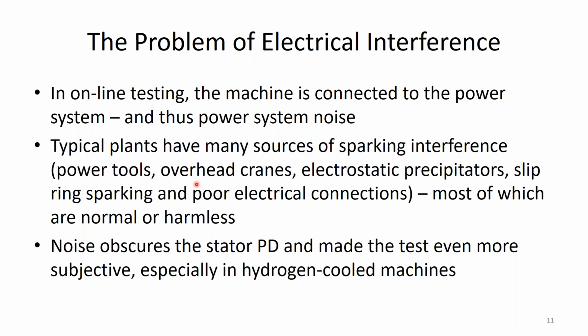These are some of the sources of those things: electrostatic precipitators, slip ring arcing and sparking, variable speed drives and the switching noise from there, power tool operation, arc welding. Any poor electrical connections in the plant will give off little arcs and sparks, which for the most part are normal and harmless within reason.